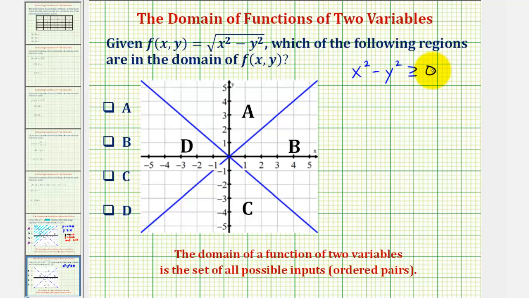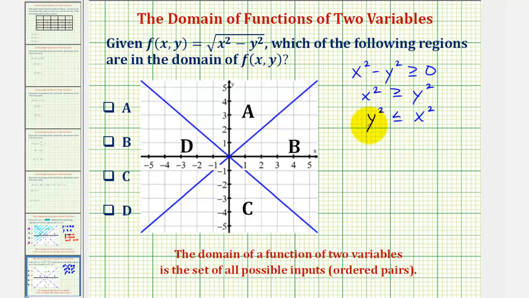Let's first add y squared to both sides, which gives us x squared is greater than or equal to y squared. If we prefer to have the y squared on the left, we can switch this around. This is equivalent to y squared is less than or equal to x squared. Notice in both cases, the inequality symbol is pointing toward the y squared. And now here's where it gets a little bit tricky.